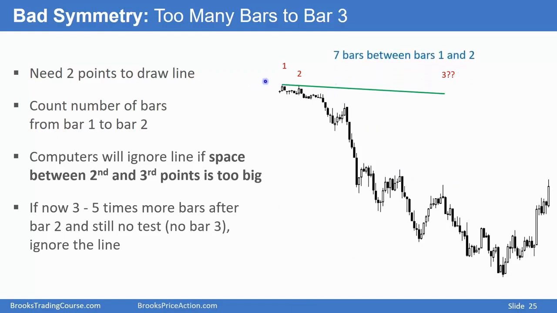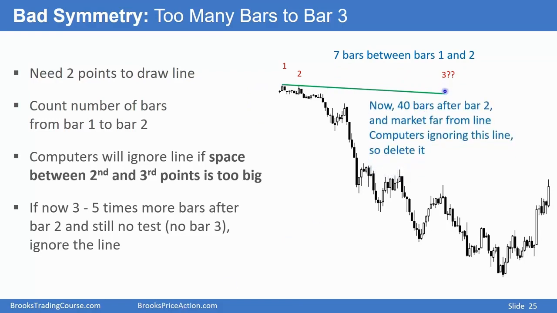Only 7 bars between 1 and 2. And at this point, there are 40 bars between 2 and 3, and there's not even a point 3 yet. Bad symmetry, too many bars between 2 and 3 compared to between 1 and 2. And there's not even a point 3 at this point. So you may have to go out 100 bars, 200 bars before the market gets to that line. And at that point, computers will not be looking at that line. There'll be many other lines that are more important.